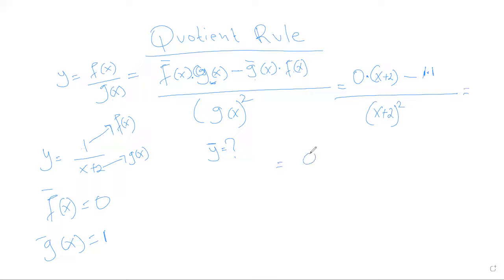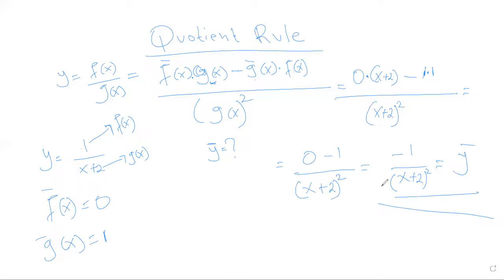0 times x plus 2 will be 0. So 0 minus 1 times 1, which is minus 1, divided by x plus 2, is equal to negative 1 divided by x plus 2 squared. Sorry, this one is squared. We have also square here. This is the derivative of y. That's how we solve it. Thank you very much for this question. I will solve others.